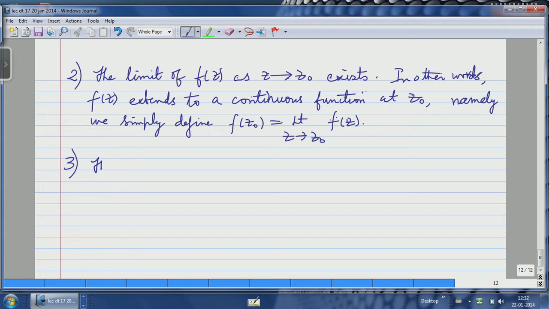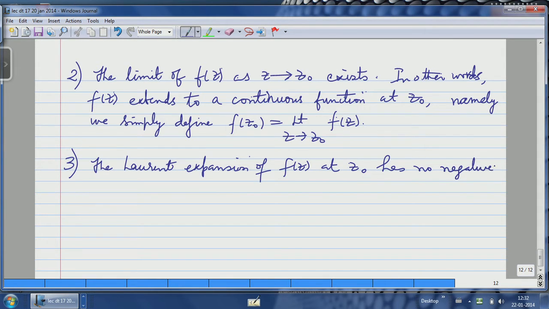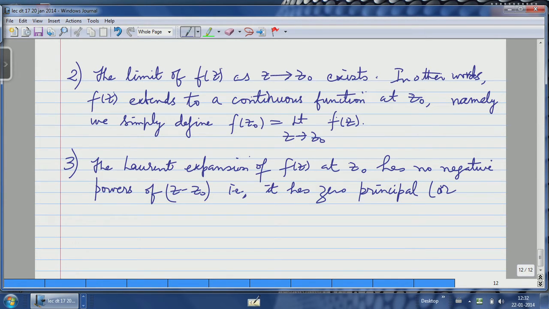So here's the third condition. The Laurent expansion of f of z at z naught has no negative powers of z minus z naught. That is, it has zero principal or singular part. Okay, this is the condition in terms of the Laurent expansion. And so these are the three conditions that you will always have as equivalent in any theorem on the characterization of singularities.